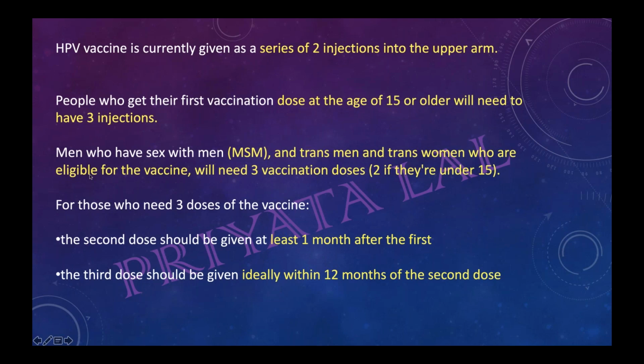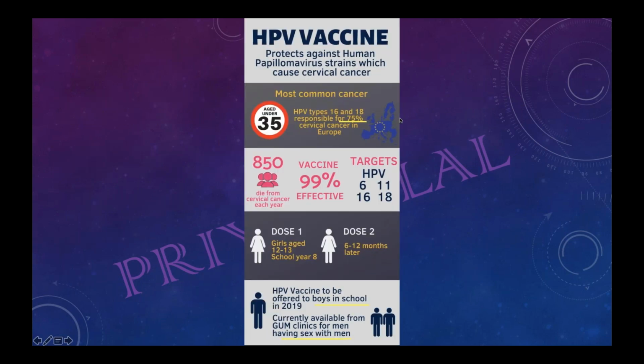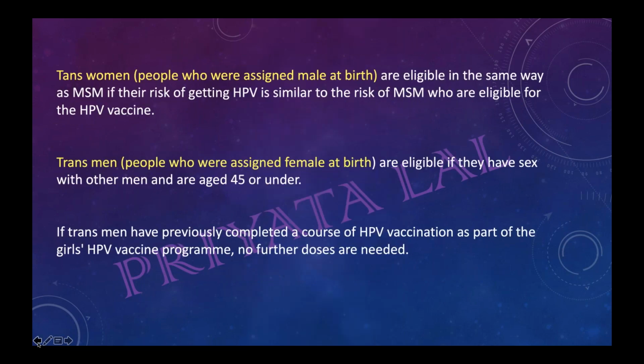Again a new update. So those men who have sex with men, MSM, trans men, trans women, if they are eligible for the vaccine, they will need 3 doses. So in this guideline, even all males are being given the vaccine. Even those who are having sex with men are also getting vaccinated. This is a new update.